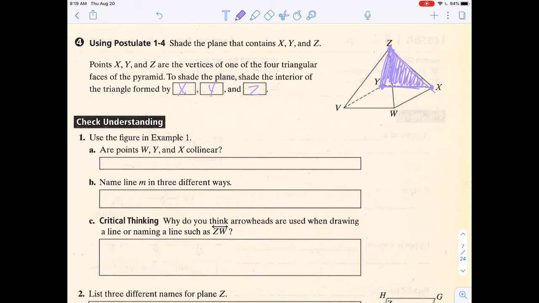So let's say I've got line A, B, C. If I was going to name this in 3 different ways, I could say line AC, line AB, and line BC, or I could say line CA. Okay, you can go forwards or backwards, you just have to pick 2 points on the line.